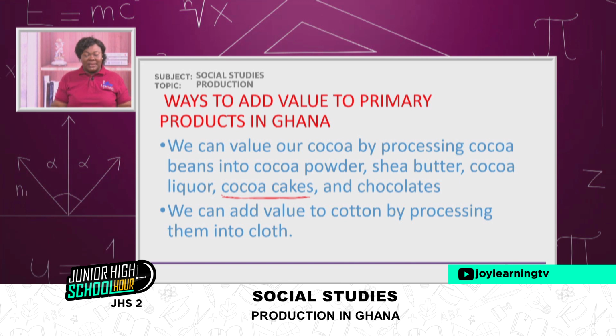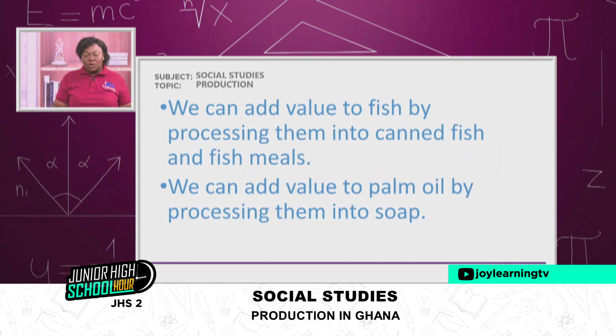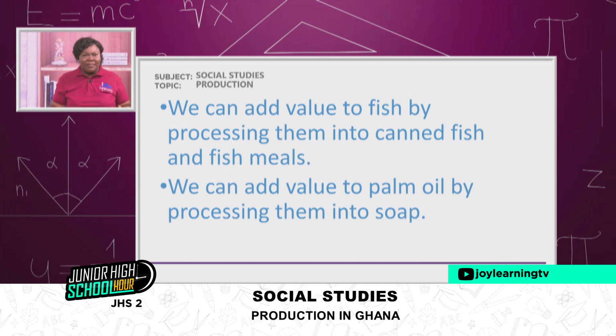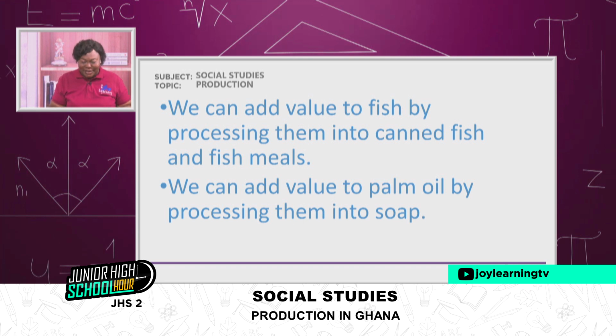The second point is we can add value to cotton by producing it into cloth. So that's another important point there. We can also add value to fish by processing it into canned fish and fish meals. So what are some of the fish meals that you know that value has been added to? And then, for example, that's for the canned fish. I earlier on mentioned Nampa tuna. I used to see a man doing an advert, Nampa tuna, and be rubbing the stomach. You can add the other words to it anyway.